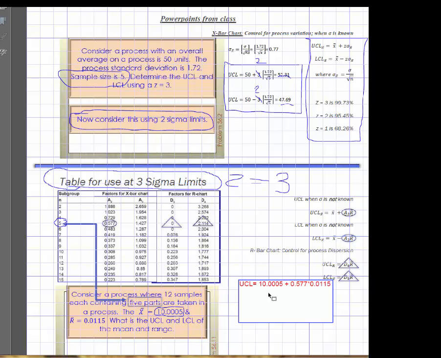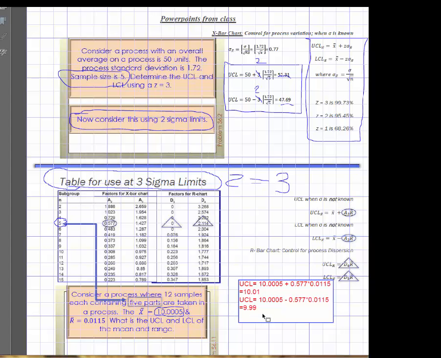So I've changed it so I could type the letters, and so it wasn't so messy. So the upper control limit then is going to be 10.005 plus the quantity of 0.577 times 0.0115. That would be the upper control limit. And then the lower control limit would be computed in a similar fashion, but we would just have a minus sign here. And you can see that I've calculated it out for you as well. So our limit is pretty tight here, but you'll notice that the value of x double bar is pretty small as well.